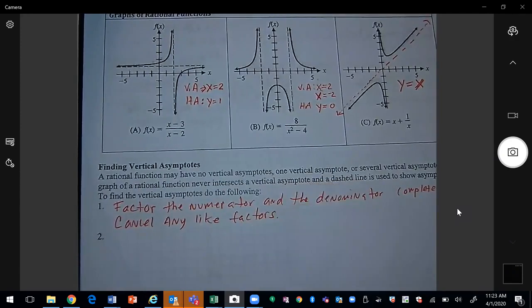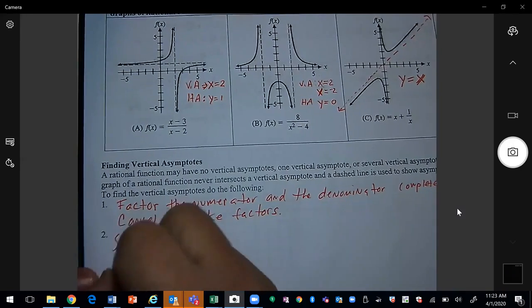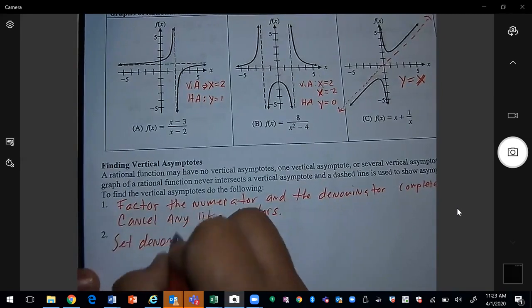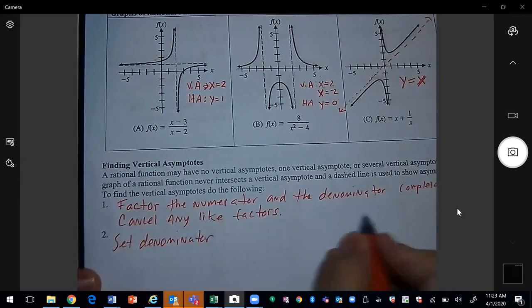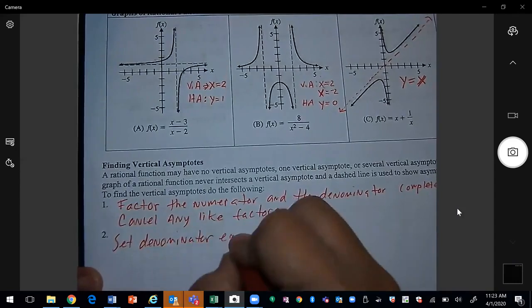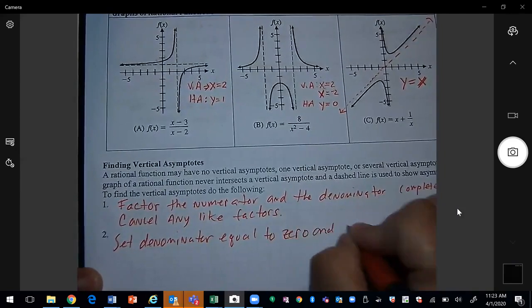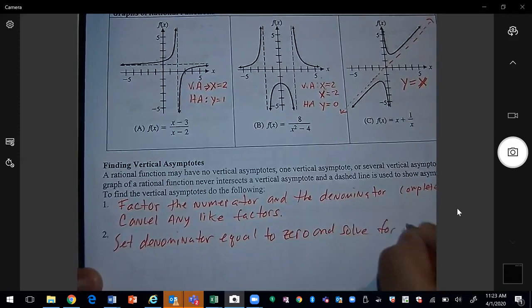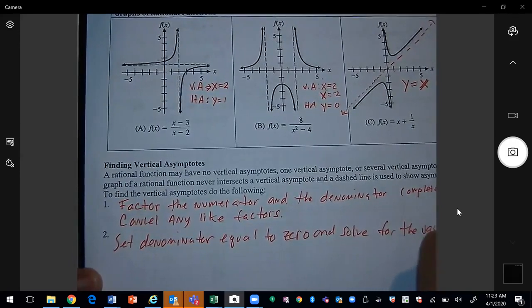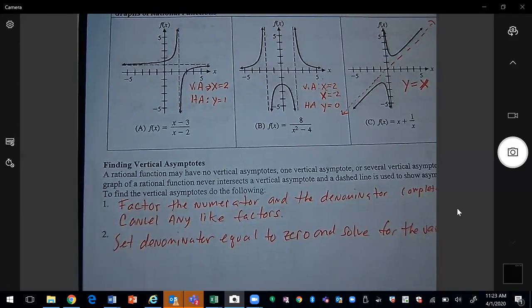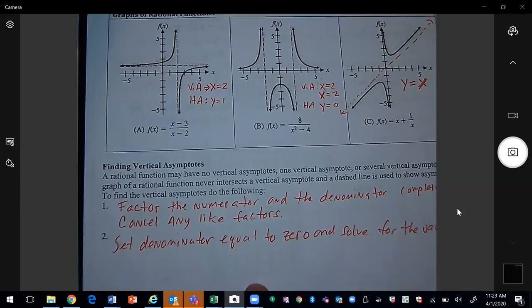And then number two, what we're going to be doing is setting the denominator equal to 0, kind of like the way we found the domain. But first we have to cancel any like terms. And solve for the variable. Okay, so those are our two steps. So let me do an example with those two steps.